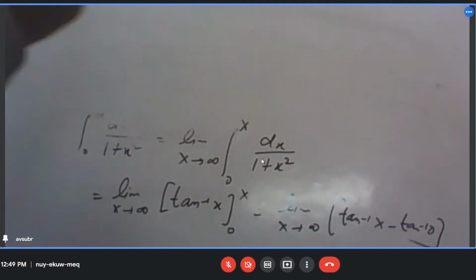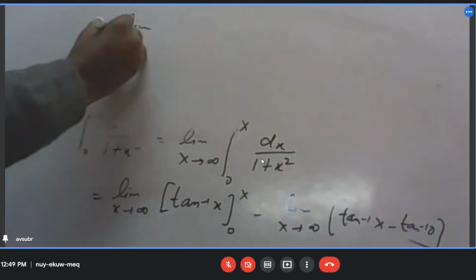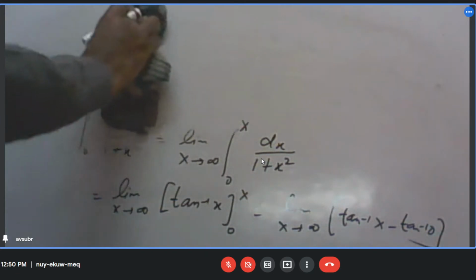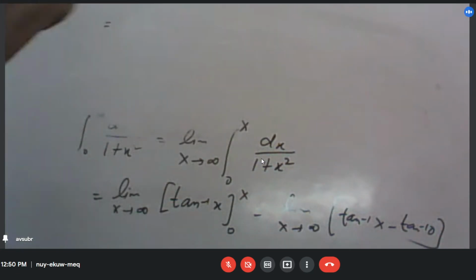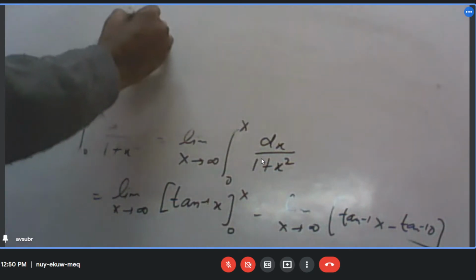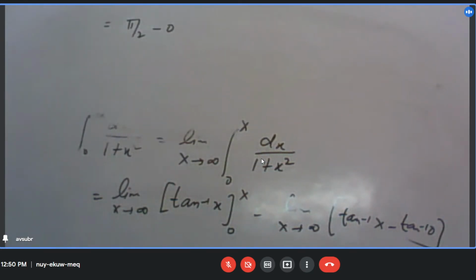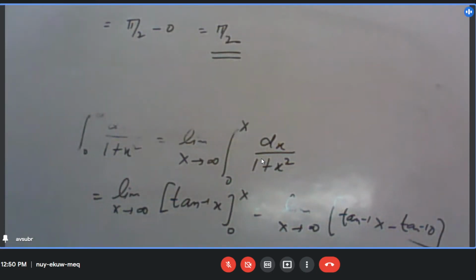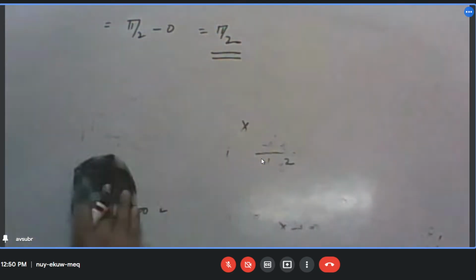If I put in this limit, what will I get? It will be pi by 2, sir. Tan inverse infinity is pi by 2, minus 0, since tan inverse 0 is 0. So what is the value? Pi by 2, sir. Does it converge? Yes, it does. What is the value? Pi by 2. So that is the value of that improper integral. I hope it is clear. Yes, sir. Okay. Now let us take case number 2.